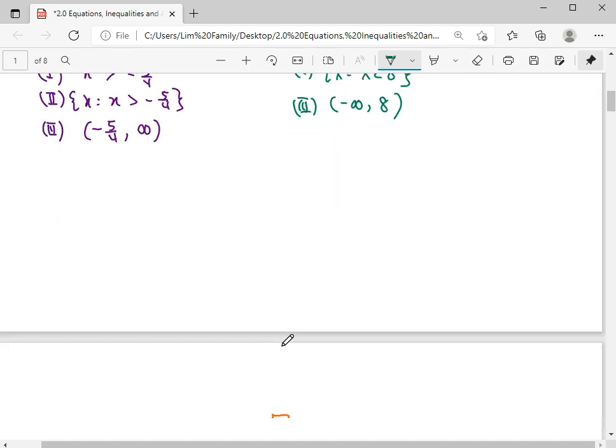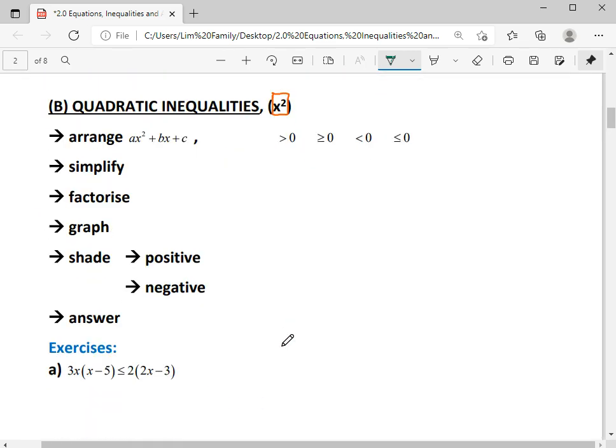Okay, so we will continue with quadratic. How about when we meet quadratic inequalities? These quadratic inequalities will use back your Form 4 concept, your SPM concept. So for quadratic inequalities, when you see your inequalities, it might have x squared like this. Originally the question you cannot see it clearly, but when you expand x with x here, it gives you an x squared, then you know this question is in the category of quadratic inequalities.